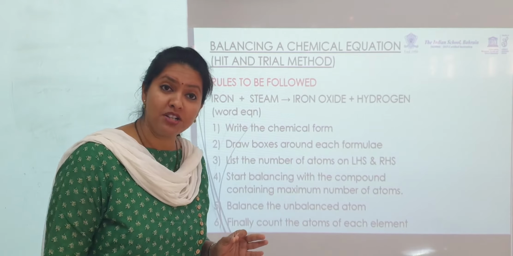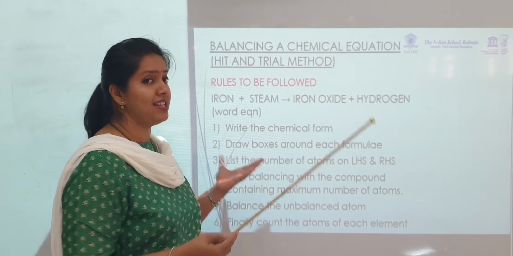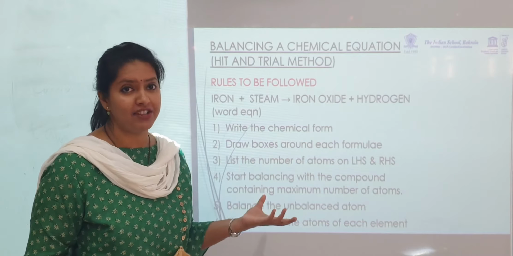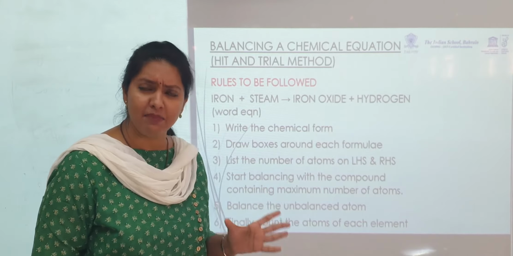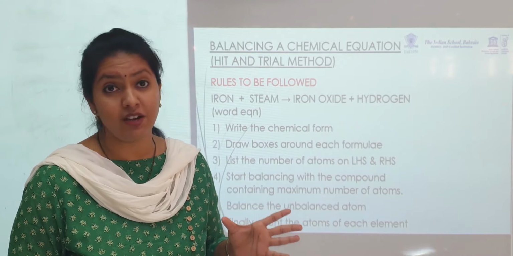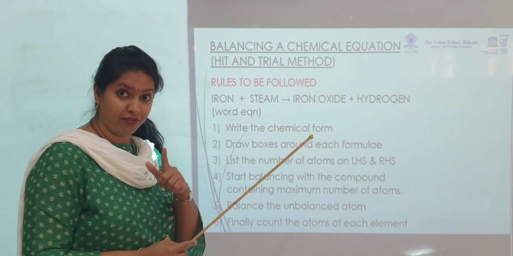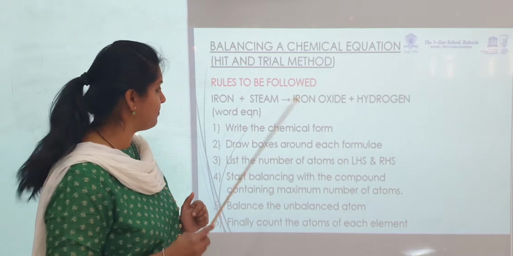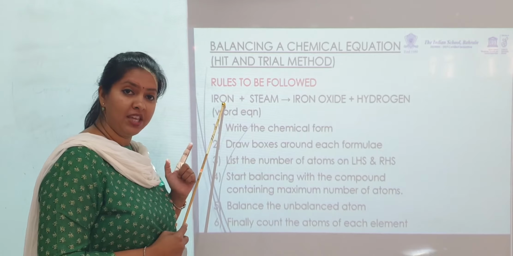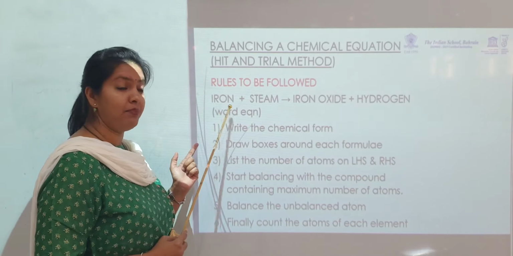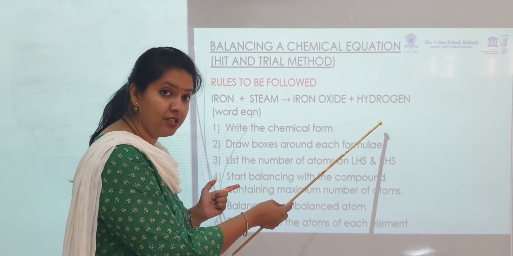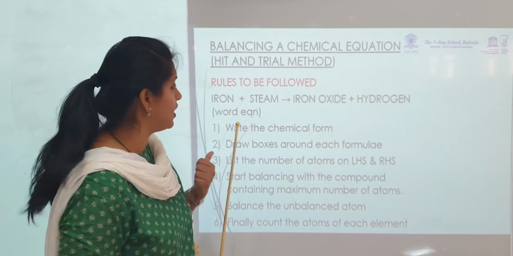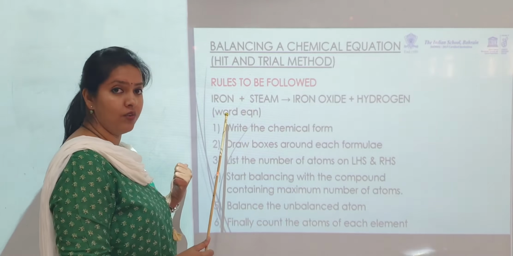Next, very important part of this chapter, we come to balancing of equation, and you're going to love it, children, because here this method is known as a hit and trial method. We're just trying on what's possible and what's not possible. But before that, we need to follow certain rules. First one, you will be given a word equation. Like for example, here iron plus steam gives you iron oxide plus hydrogen. Recall, I have said that when you write it in words, it becomes a word equation.